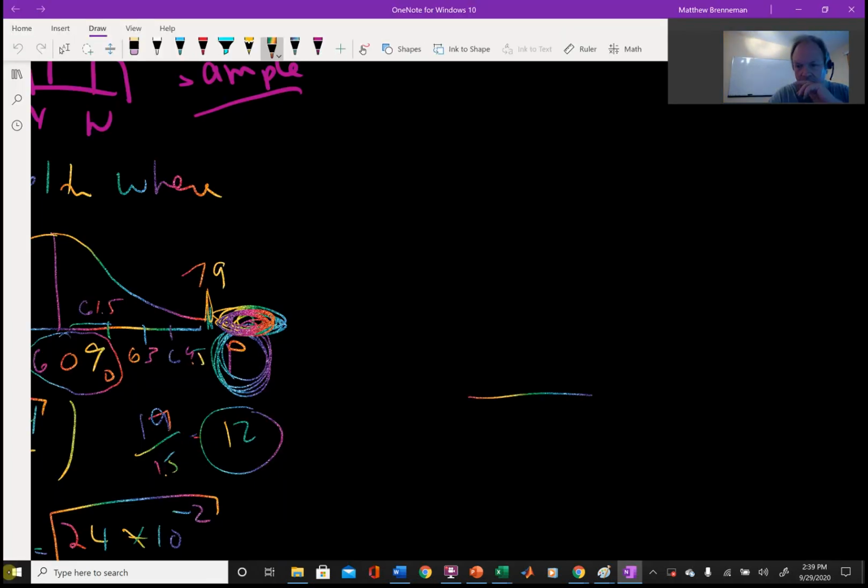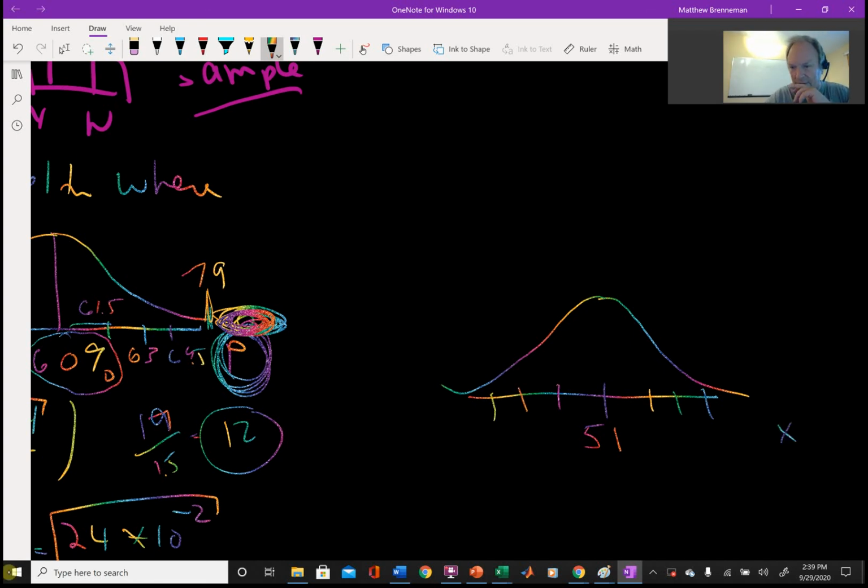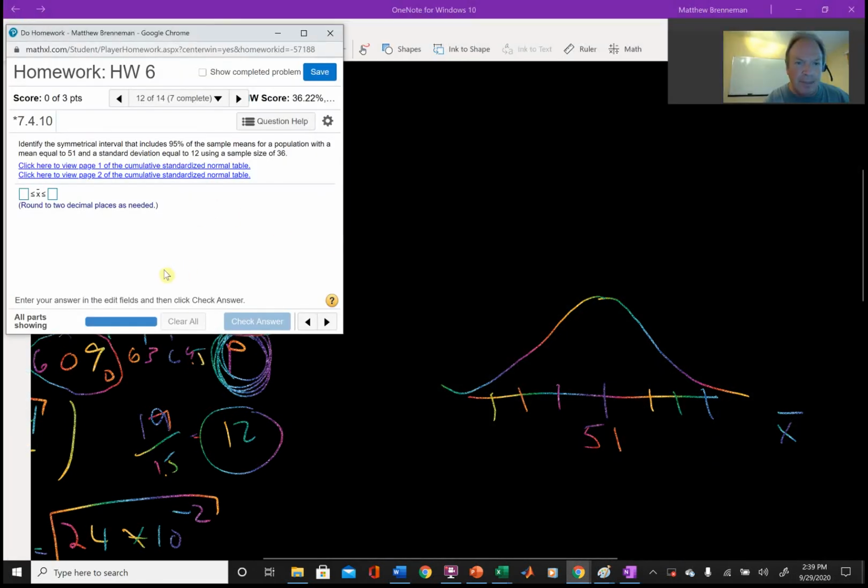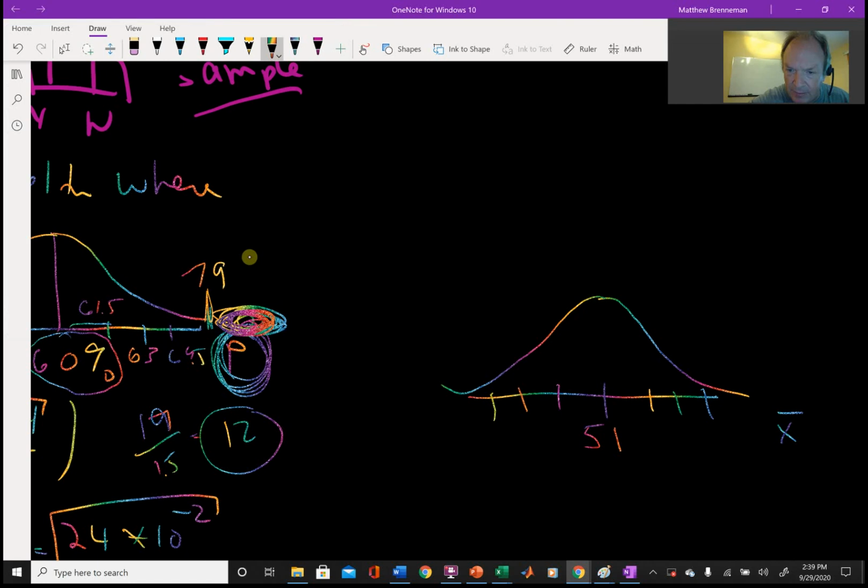Okay. So here's what's going on, okay? Our mean is 51. Our standard deviation is 2, okay? And this is for x bar, okay? And they want to know what values bracket the middle 95%. Okay, symmetric interval that includes 95% of the sample means. Okay? So we want the values, we don't know where they are, okay? But they're going to be the same distance from the mean, right?